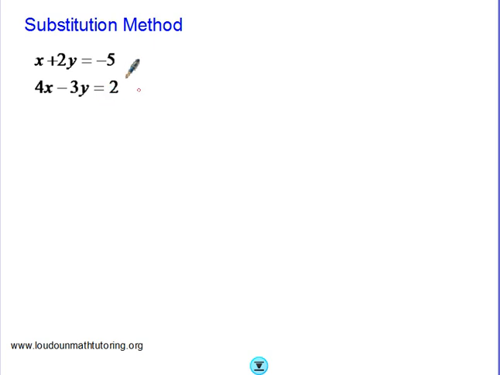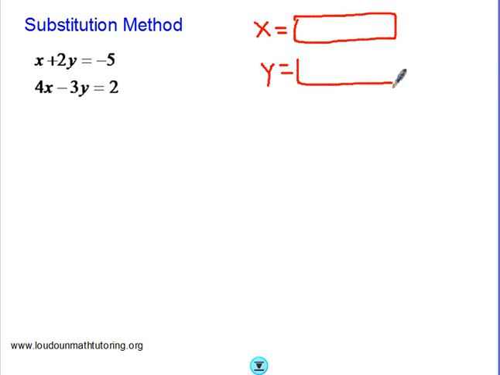All right, so in the substitution method, we need one of these equations to say x is equal to some expression or y is equal to some expression. Doesn't matter which one, we just need one of these situations. X is equal to something or y is equal to something. Okay, none of these equations are in that format, but we can get them in that format.